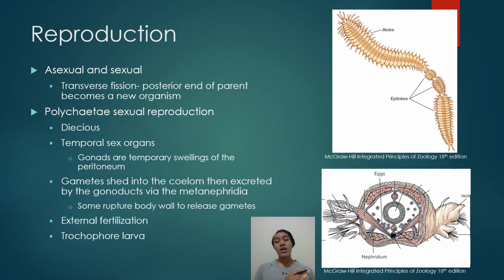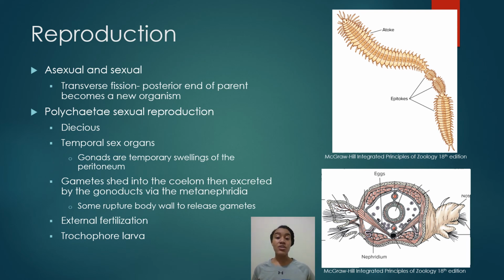Polychaetes undergo external fertilization, so they must release their gametes into the environment and then hope that they meet with the corresponding gametes of the same species out there in the environment. For example, one polychaete will release its eggs into the water, and then it hopes that its eggs meet up with the sperm of the same species that's also traveling in the same water. The gametes that are in the coelomic cavity must be released into the environment, and there are a couple of ways that a polychaete can release their gametes.